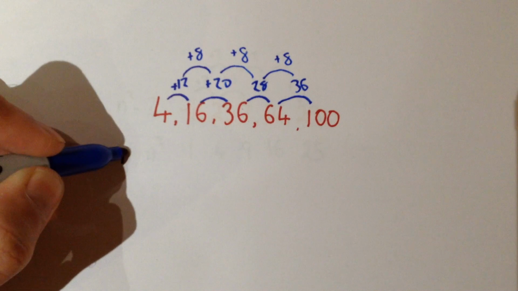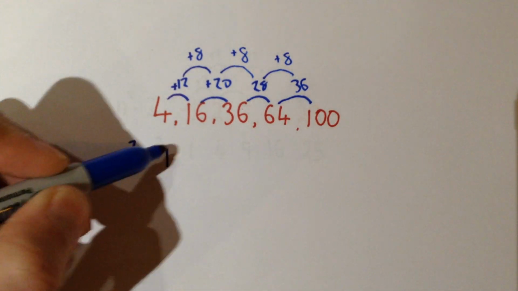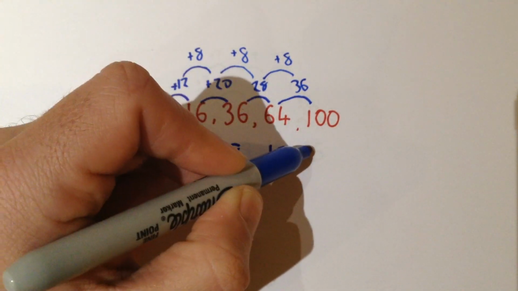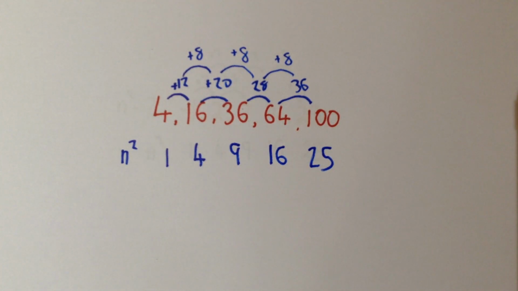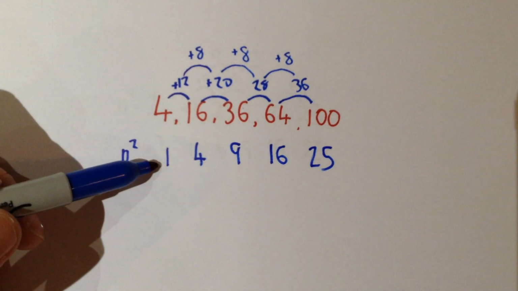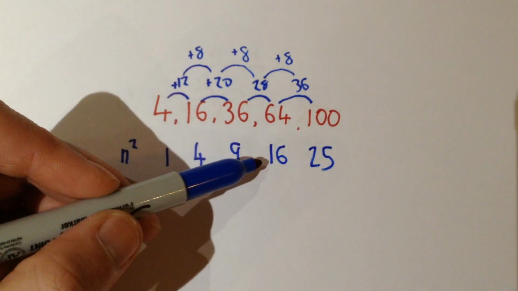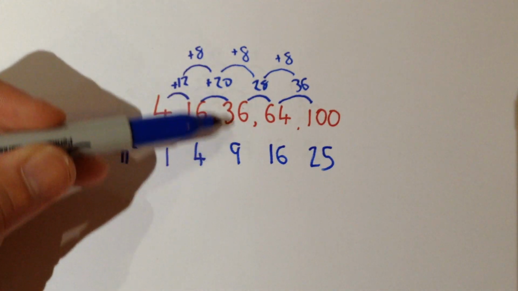So the first thing I write down underneath is n squared. This step is going to be the same every time. These numbers will always be the first few squared numbers. And we then need to try and see if we can see a link between these squared numbers and the ones above. Well, each time it's not adding something this time.